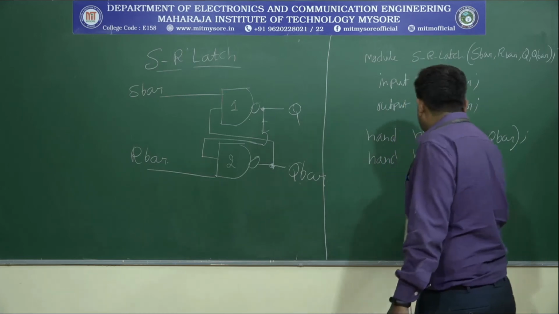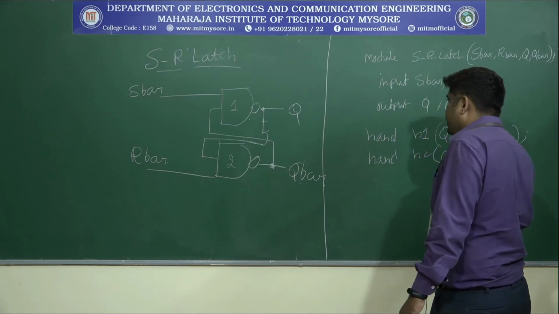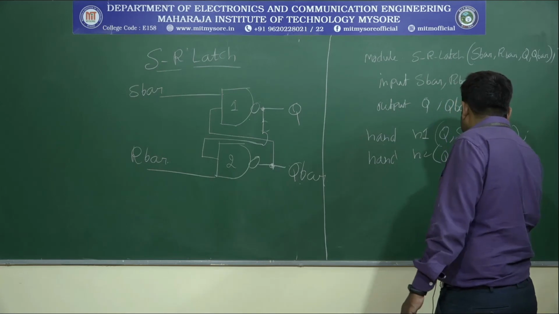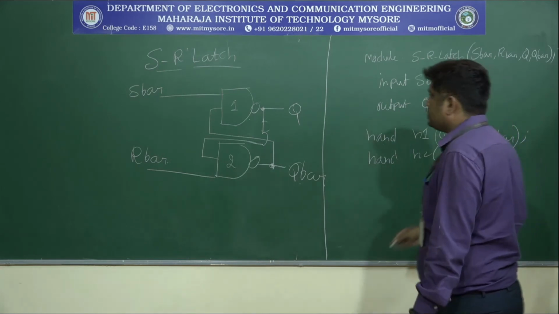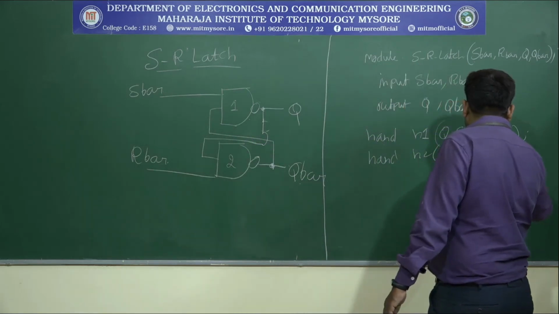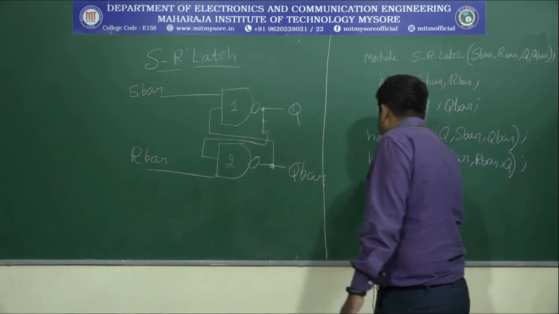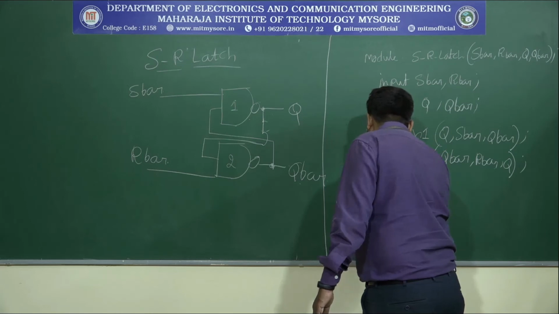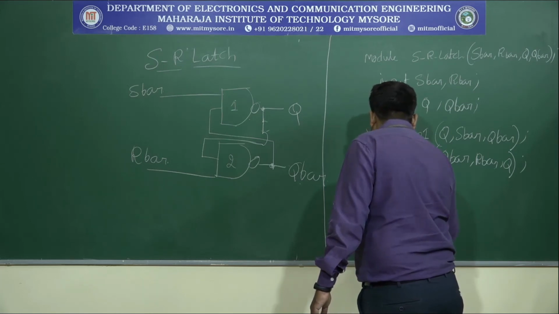What is the output? Q bar is the output here. What are the inputs? R bar is one, and another one is Q. Once your instantiation is completed, then end the program, that is end module.